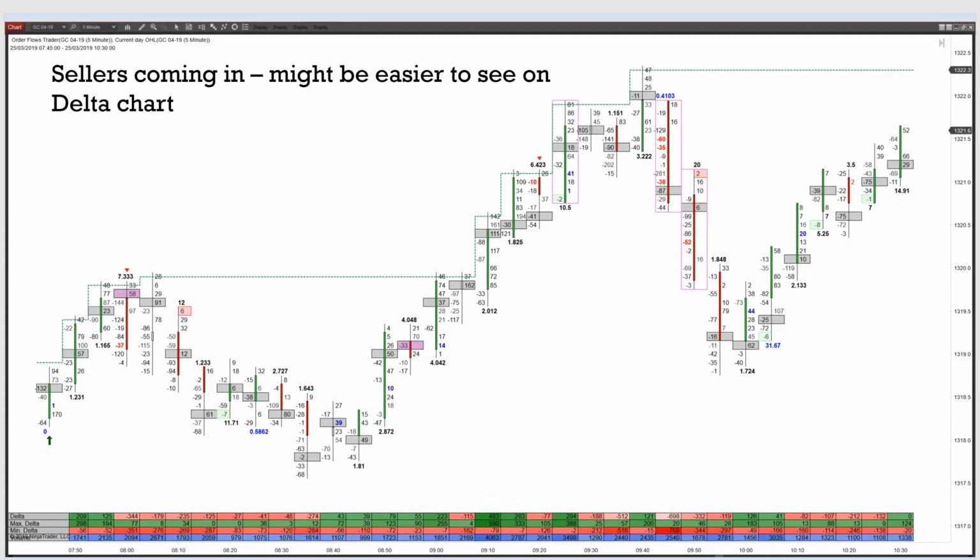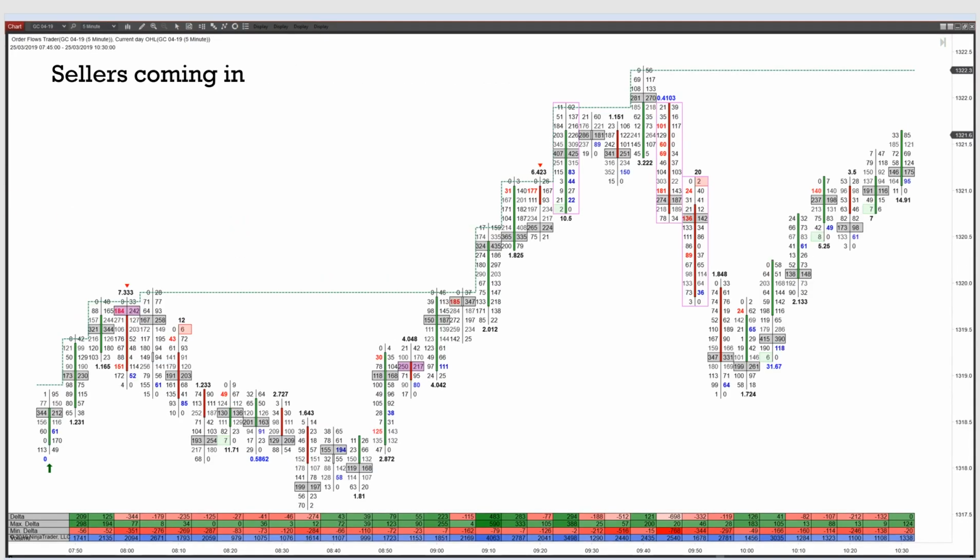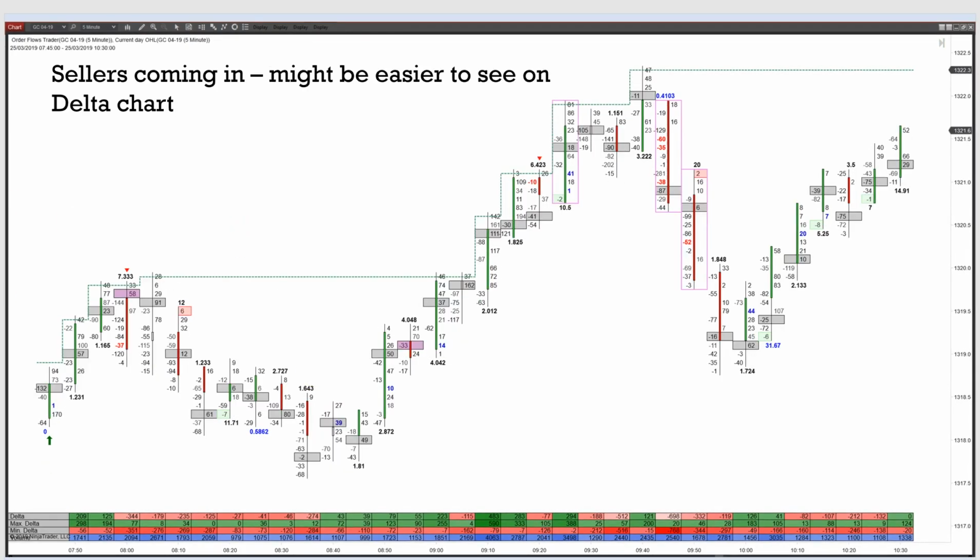So again, it might be a little bit easier to see on the delta chart. This is the delta chart. It's the same chart here. This is just the delta one. This is the volume footprint. This is the delta.